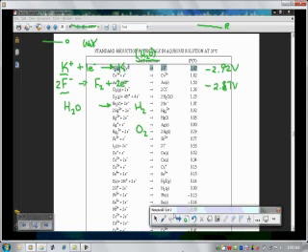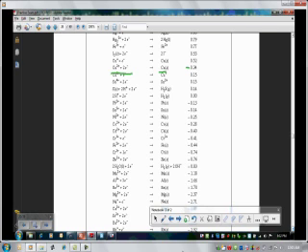So let's find it. It has water in it, the one that's making hydrogen gas. And this is one of the ones that we want. So this reaction's already balanced for you. That's the beauty of this reduction table. You're going to get to use this on your AP Chemistry exam.